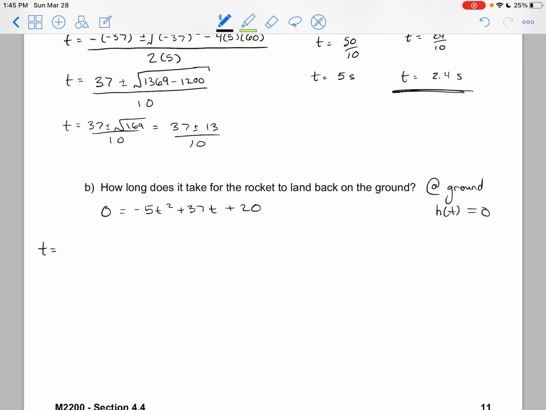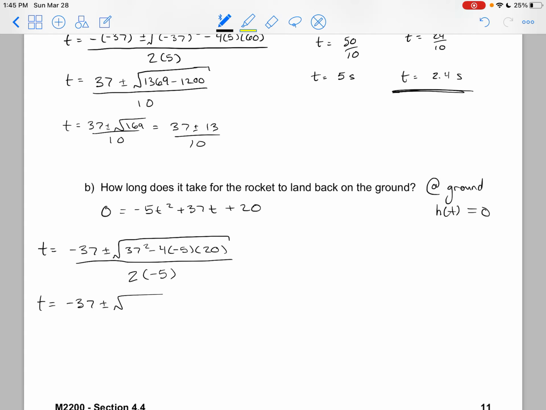So here we have t is equal to negative b plus or minus the square root of b squared minus 4ac, all over 2a. Okay, and then you'll work out what's under that square root on your calculator. So I'm going to jump right to that: it is 1769. And that's all over -10.